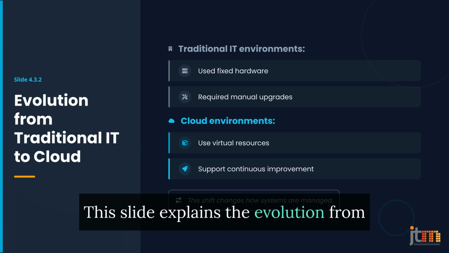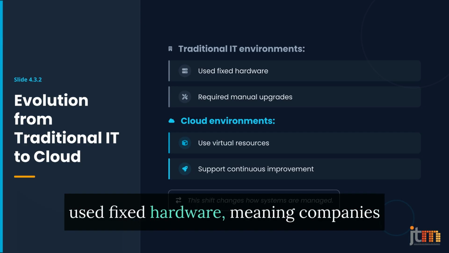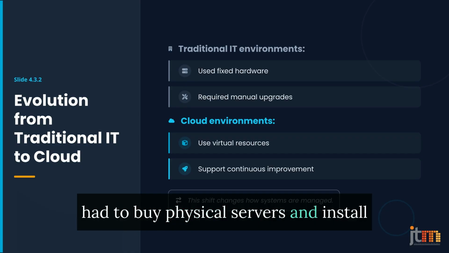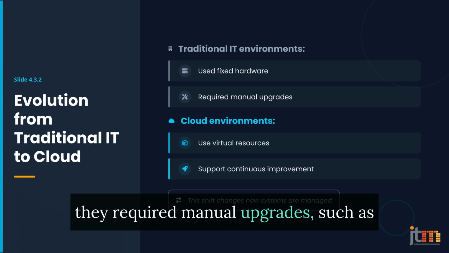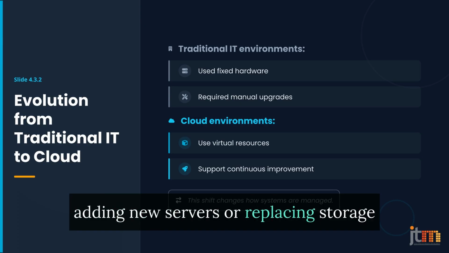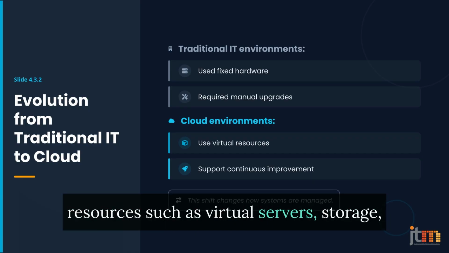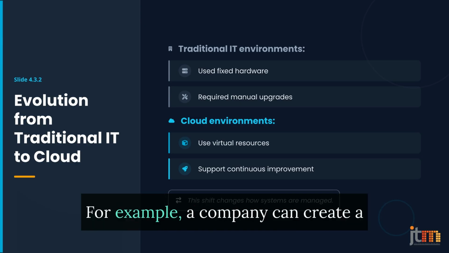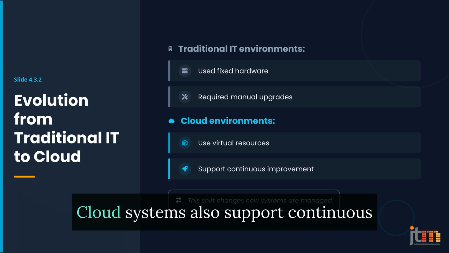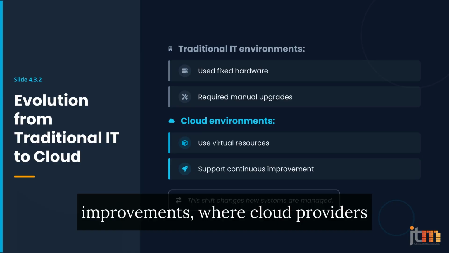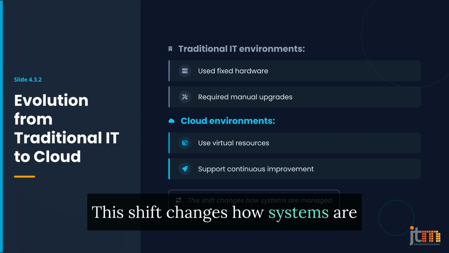This slide explains the evolution from traditional IT to cloud. In traditional IT environments, systems used fixed hardware, meaning companies had to buy physical servers and install them in their own data centers. When systems needed improvement, they required manual upgrades, such as adding new servers or replacing storage devices. In cloud environments, systems use virtual resources, such as virtual servers, storage, and databases. For example, a company can create a virtual server on AWS or Azure within minutes. Cloud systems also support continuous improvement, where cloud providers regularly update services without changing physical hardware. This shift changes how systems are managed.